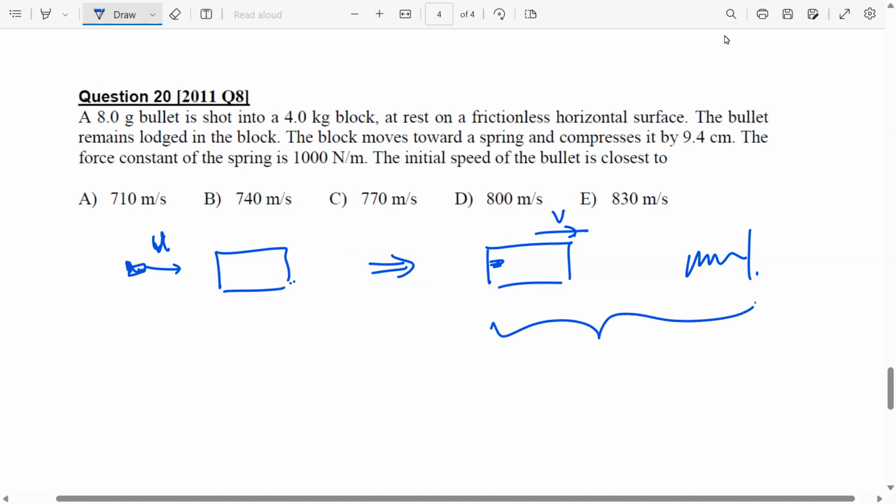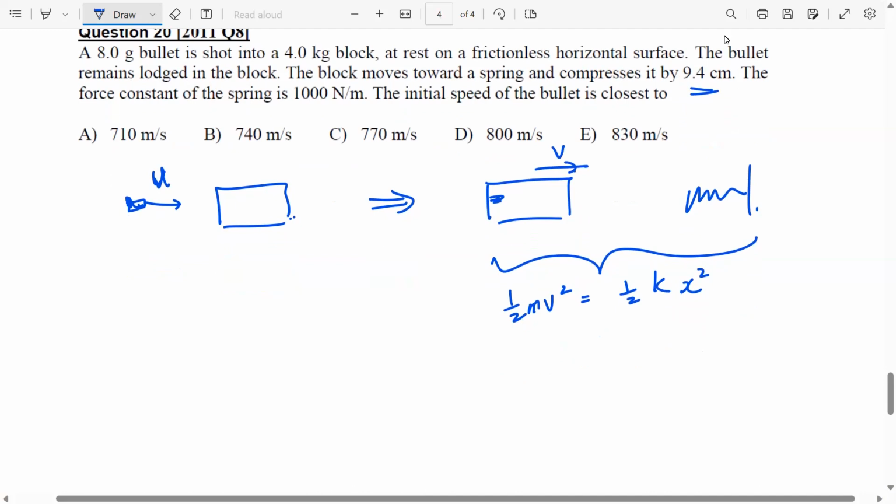So at this portion, there's a loss in KE, half mv squared, which is equal to the gain in EPE, half kx squared. x is 9.4 cm. Let's cancel the half to make it easier. The total mass is 4.008, because 4 kg plus 8 grams, which is 0.008 kg. So V squared equals k times 9.4 over 100, converting 9.4 cm to meters, divided by 4.008. So you find V.